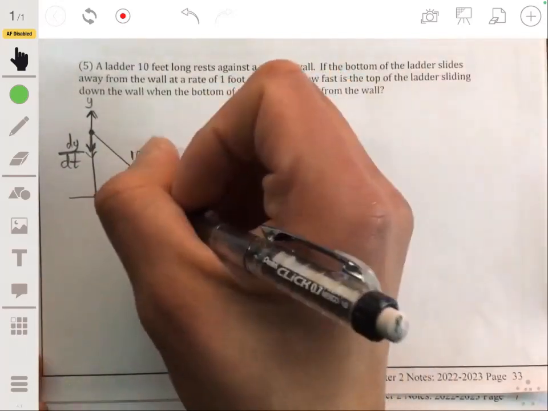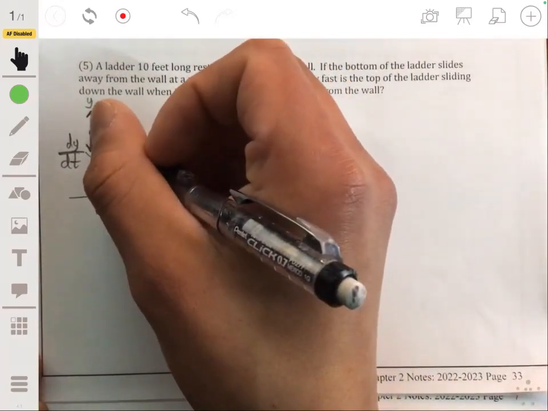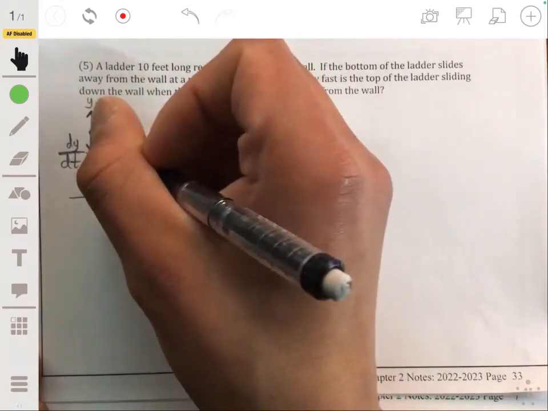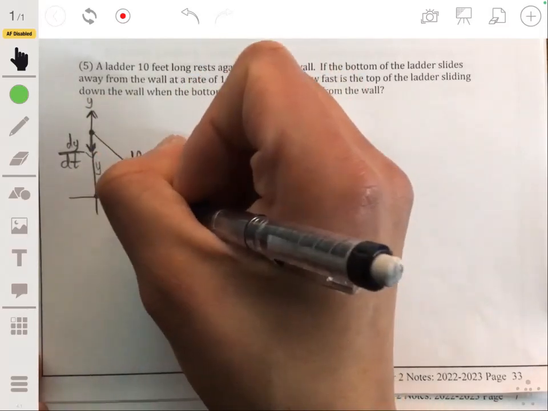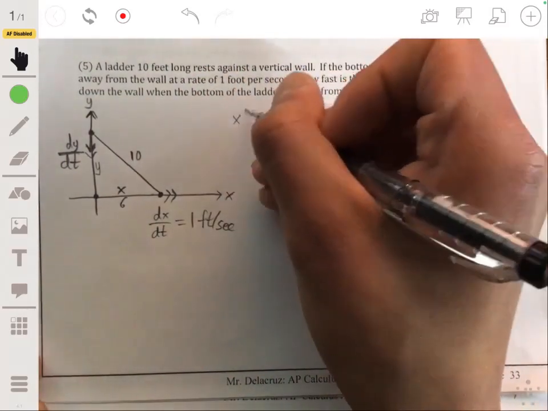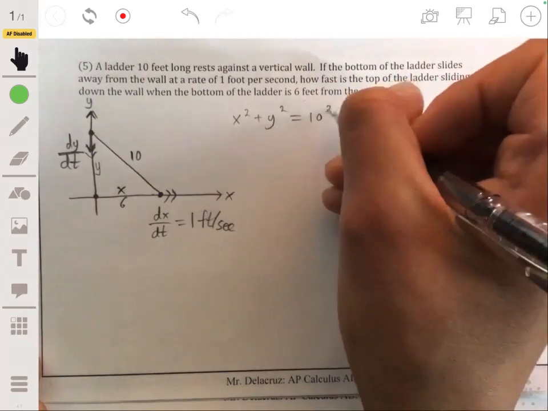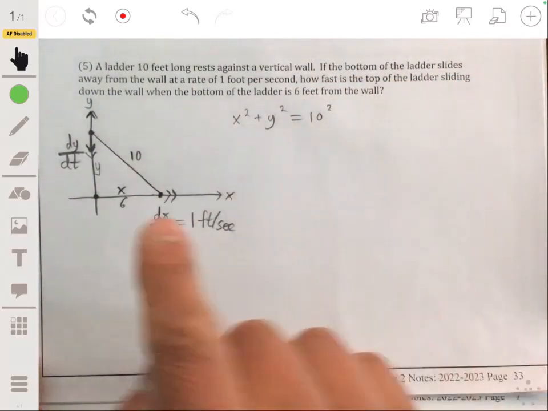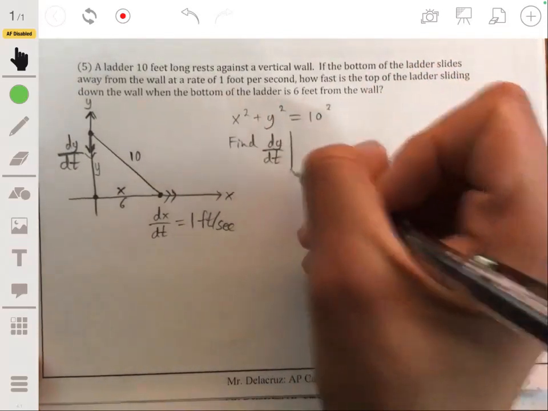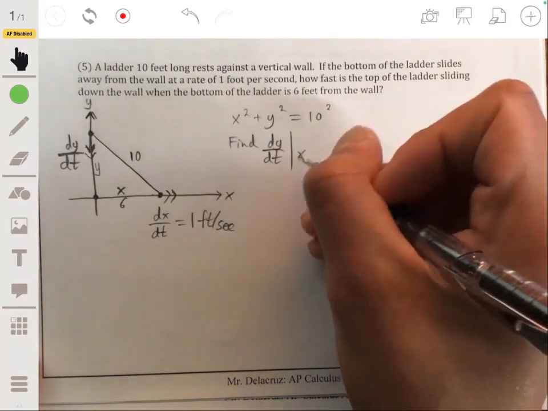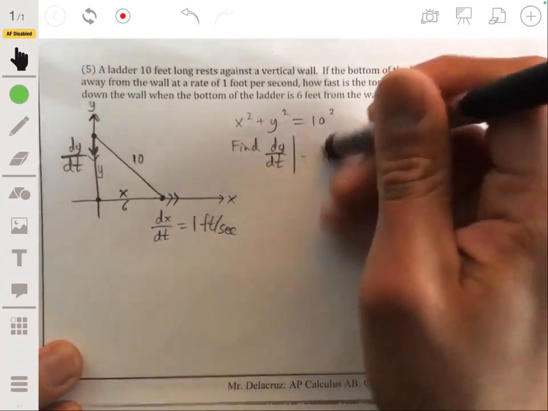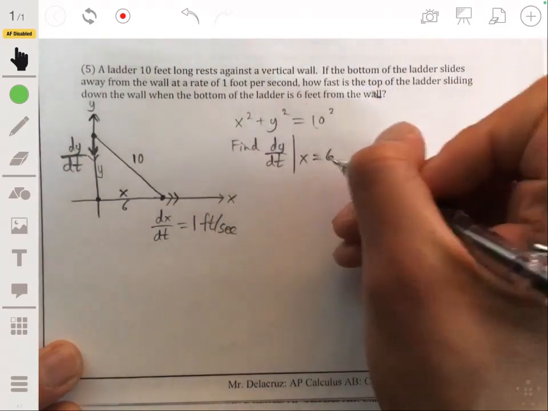So we got a relationship here with a right triangle. So this, we'll call this our y. We'll have our base be our x. And the hypotenuse is 10. So we got x squared plus y squared equals 10 squared. And we're trying to find dy/dt when x is 6 and when dx/dt is 1.